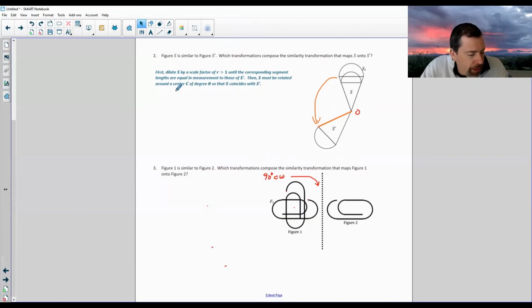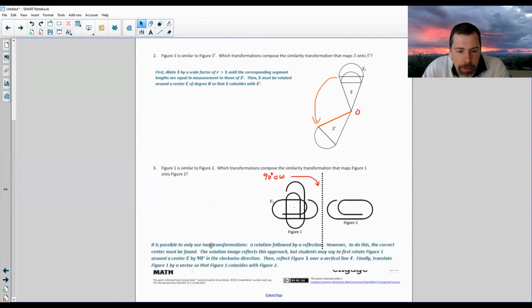So what's our explanation on that? It is possible to only use two transformations, a rotation followed by a reflection. However, to do this, the correct center must be found. The solution image reflects the approach, but students may say to first rotate figure 1 around center C by 90 degrees in the clockwise direction, then reflect figure 1 over a vertical line L. Finally, translate figure 1 by a vector so that figure 1 coincides with figure 2.